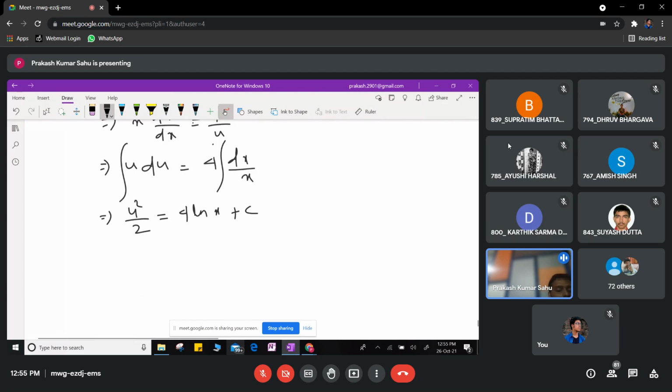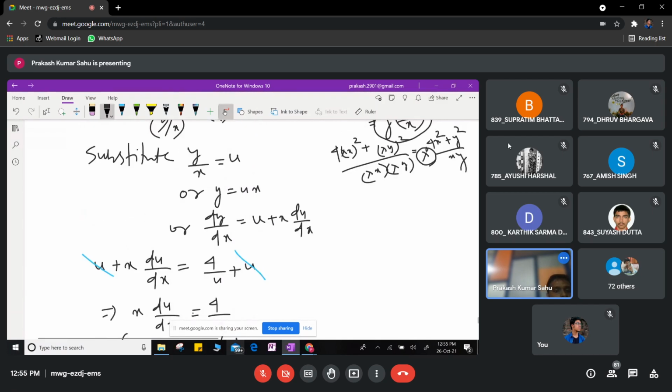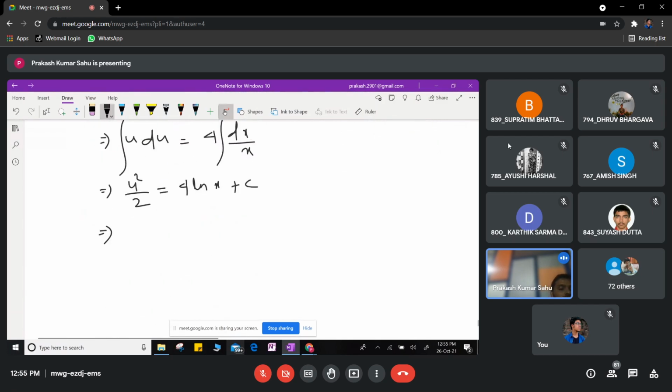Okay, and again you substitute the value of u, and your u is equal to y by x. Okay, u is equal to y by x, so you can write this as y square by 2x square is equal to 4 ln x plus c, that implies y square is equal to 2x square into 4 ln x plus c.